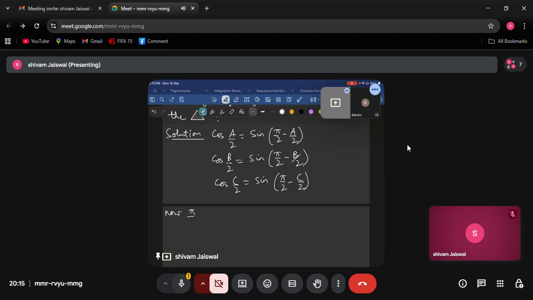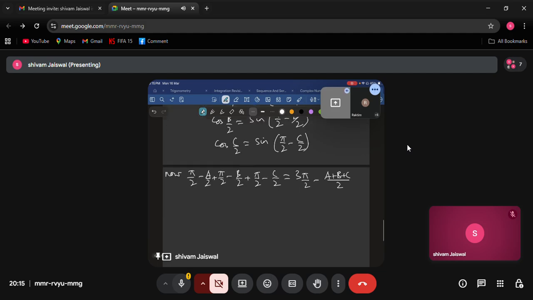Everyone tell me. Pi by 2 minus A by 2, pi by 2 minus B by 2, plus pi by 2 minus C by 2. Is it coming as 180 degrees? It's coming as 3 pi by 2 minus (A plus B plus C) by 2. That is pi by 2. So this will give us 3 pi by 2 minus pi by 2, that is pi. Is it clear, everyone?